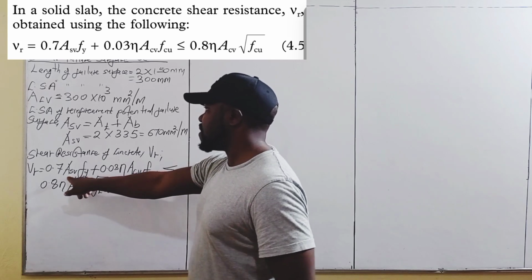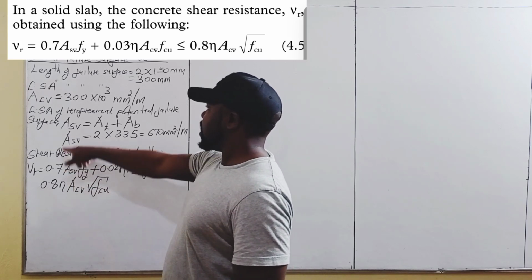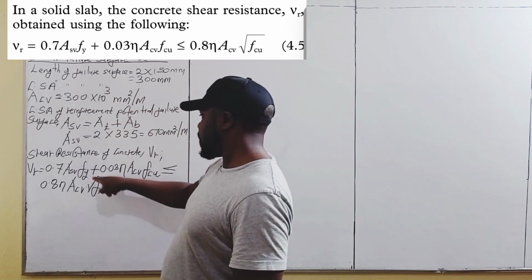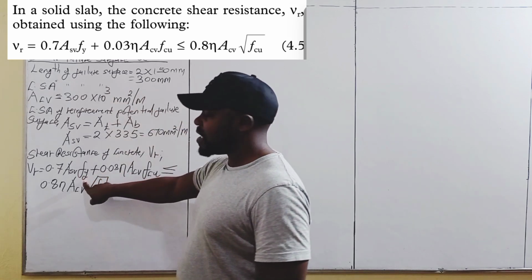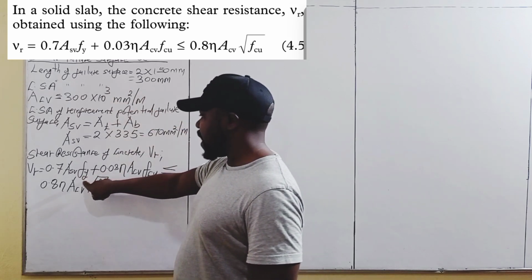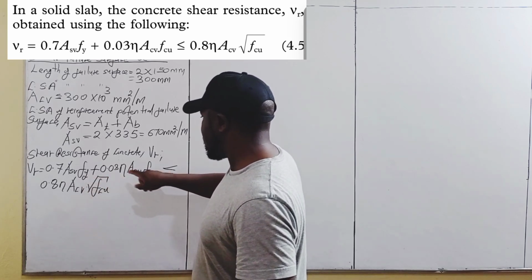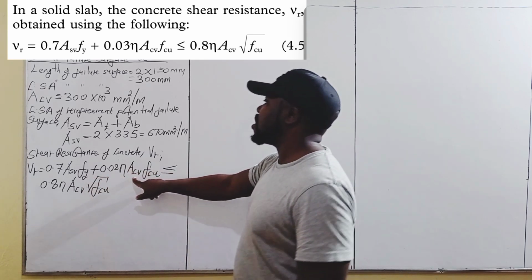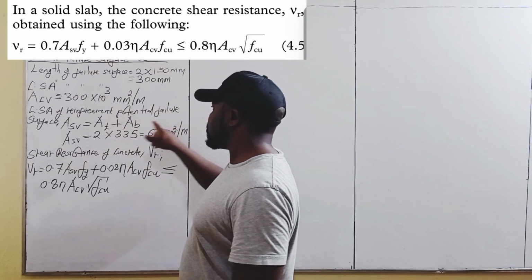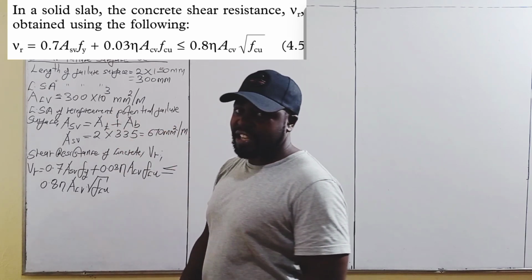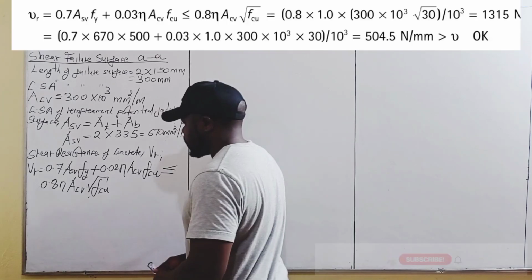ASV, as we have said, that is the cross-sectional area of the reinforcement. Fy is the characteristic strength of steel reinforcement. N is a constant. ACV, cross-sectional area of the potential failure surface. FCU, characteristic strength of concrete.